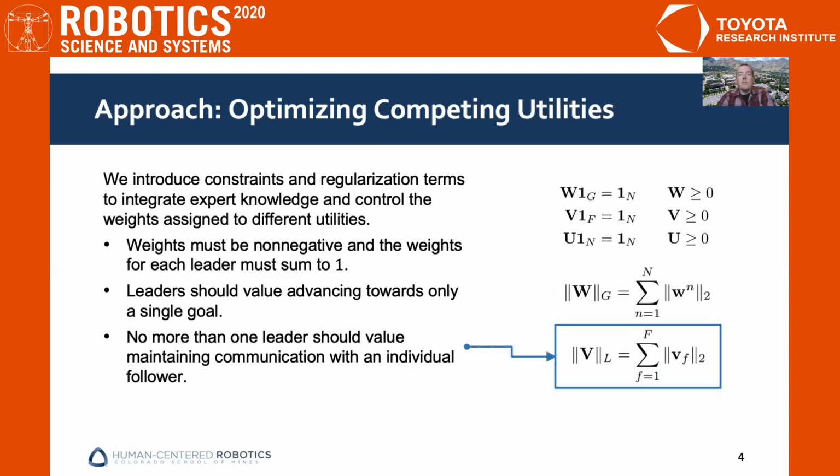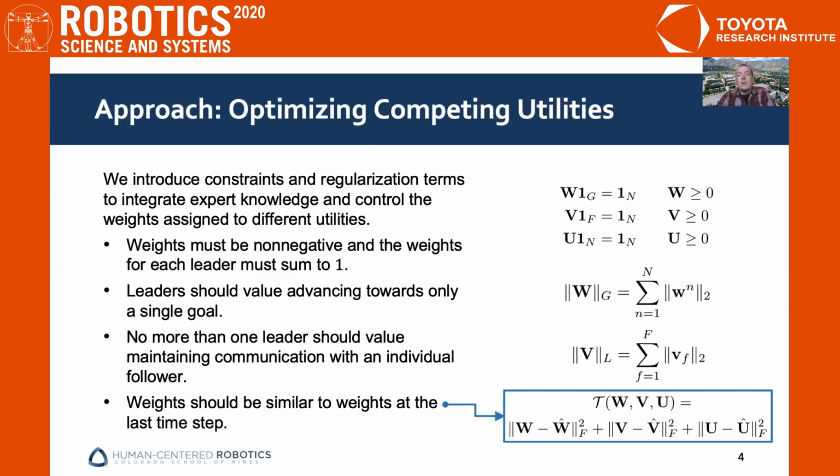We also introduce a regularization term to reflect the fact that no more than a single leader should value maintaining communication with each follower. To do this, we again utilize an L2 norm, but on each column of V. With the introduced constraints, maximizing this value results in only a single leader assigning value to maintaining communication with each follower.